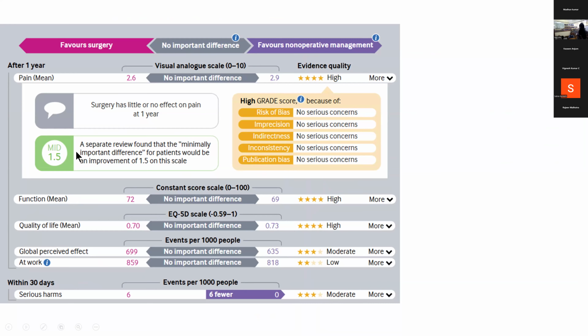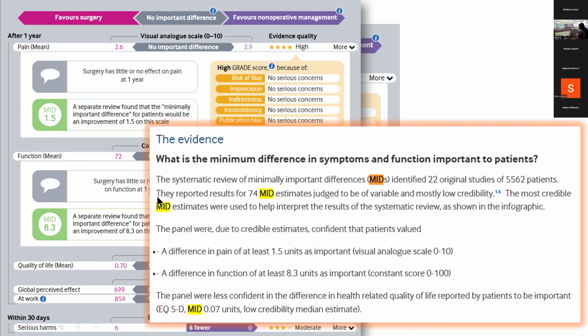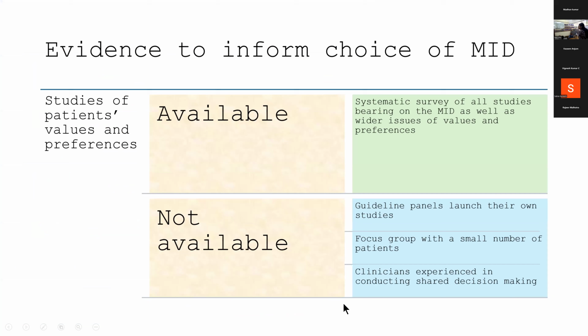Where did they get this MID from? From the previous systematic review. Similarly, for the next one, function, they have looked at the constant score scale, and here they have taken an MID of 8.3. This also they have got from the previous systematic review. So this is how you must do if you have MIDs available for your outcomes.